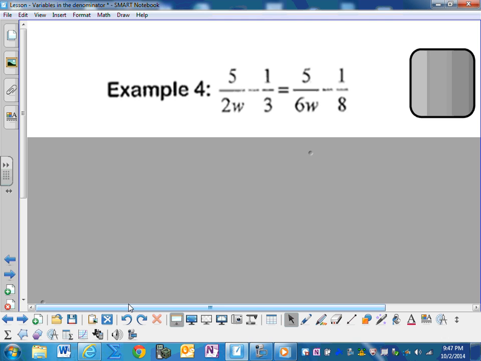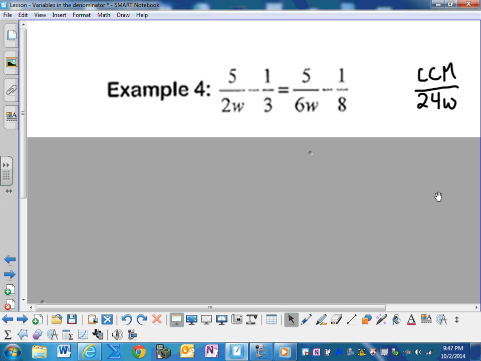Number 4. 5 divided by 2w minus 1/3 equals 5 divided by 6w minus 1/8. So the first step is to determine the least common multiple of 2w, 3, 6w, and 8. The least common multiple is 24w. So go ahead and solve example 4.